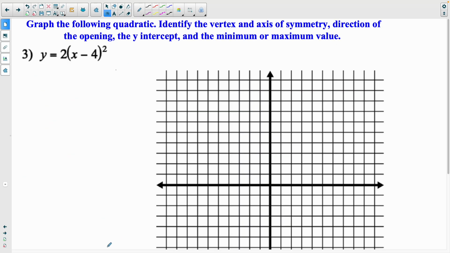All right, we're just going to do one more together, and then you'll have the rest of the time individually to practice this. This is a good one to show together, though.